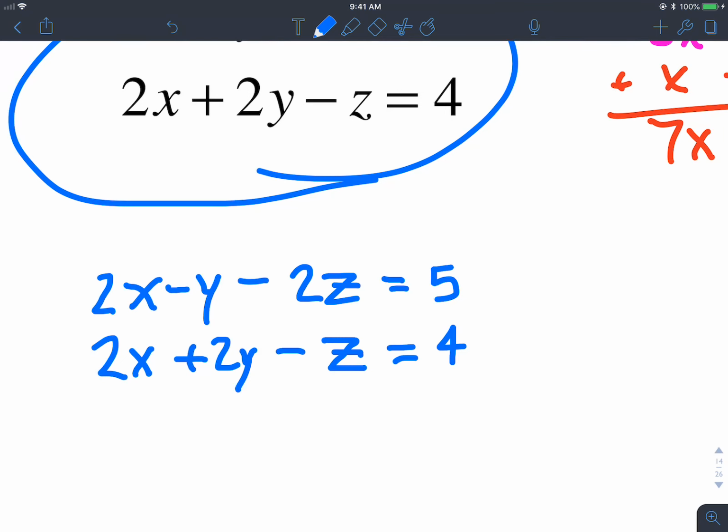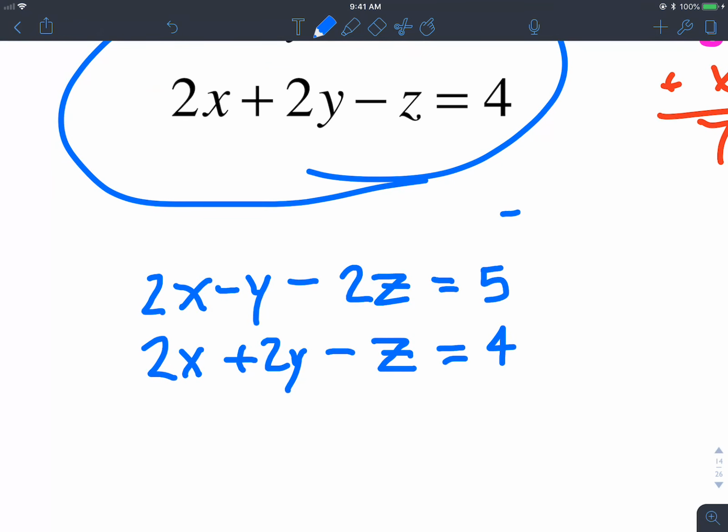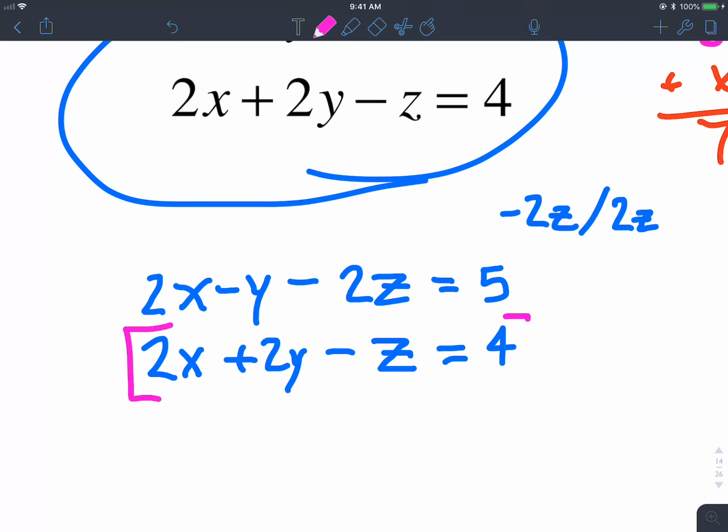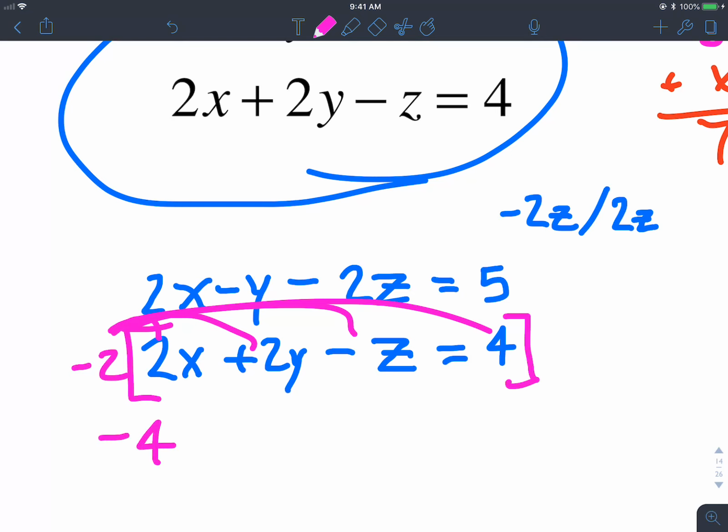Okay, canceling out z. One of them is already negative 2z, so the other one needs to be positive 2z. So let's take this second equation right here, and multiply that by negative 2, because you want a negative times a negative z. You want it to become the positive z. So we're going to multiply by negative 2 to everything. That'll get us negative 4x, minus 4y plus 2z, because of the negative times a negative, and then equals negative 8.